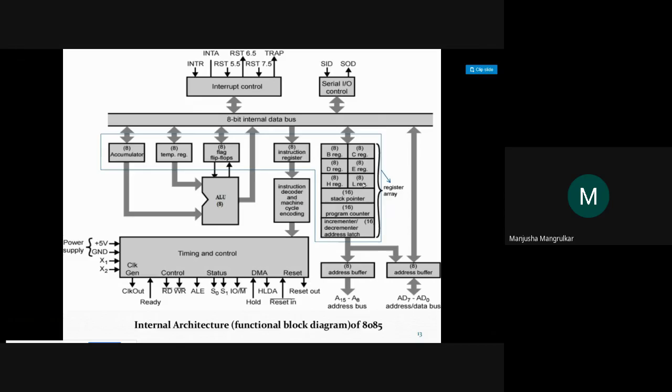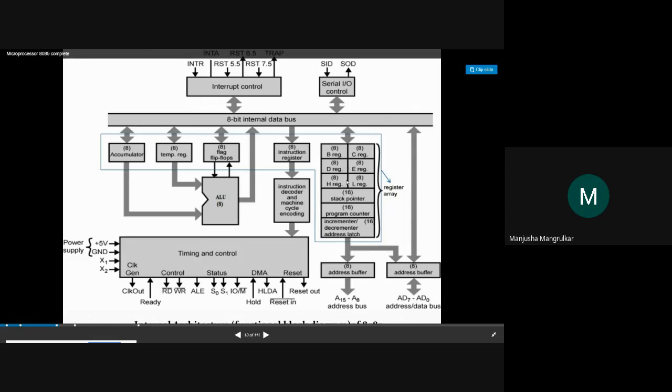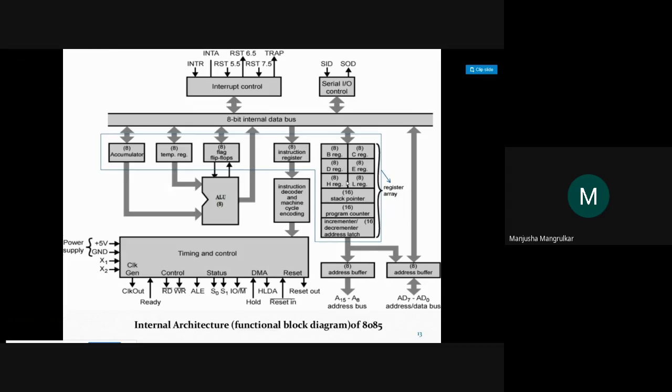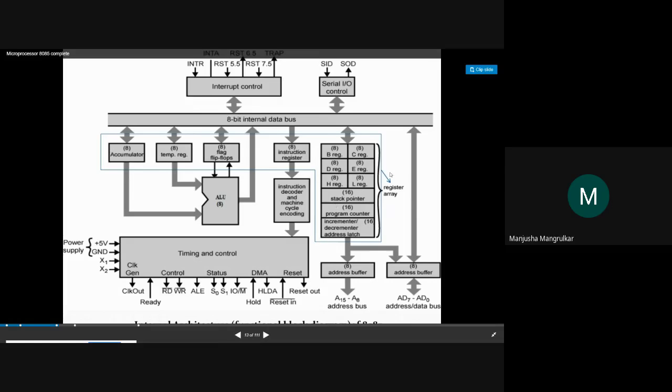Is it clear? So there are seven 8-bit registers individually: A, B, C, D, E, H, L, right? And there are pairs: BC pair, DE pair and HL pair, right? So BC, DE, HL pairs are the 16-bit registers, right? 8 plus 8 is 16-bit. Then this is called the register array, right?